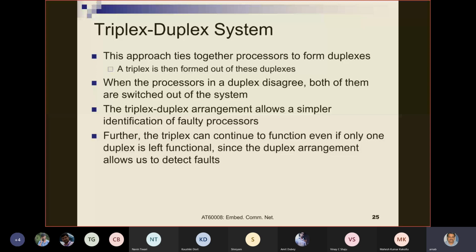identification of faulty processors. Further, the triplex can continue to function even if only one duplex is left functional, since the duplex arrangement allows us to detect faults. This is nothing new. Again, you have studied triplex, you have studied duplex. So a triplex duplex system is a triple modular redundancy of 3 duplex systems. You take the duplex system with the comparator and make 3 copies of it. The outputs of the 3 comparators go to a voter, and you have a triplex duplex system.